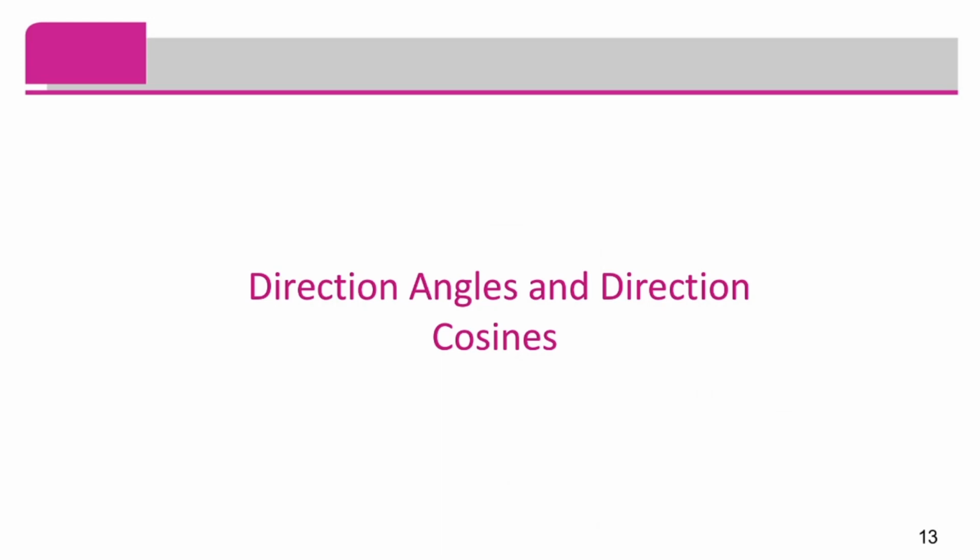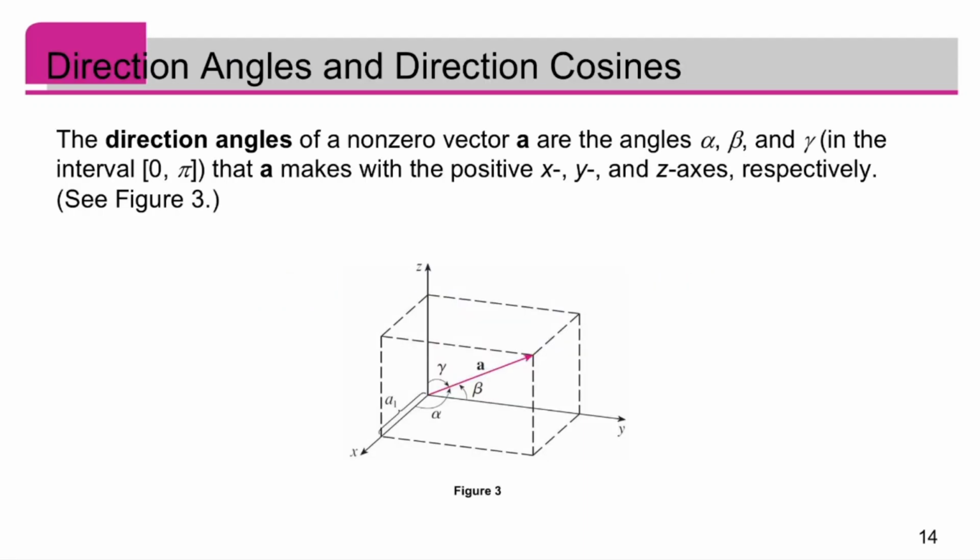Welcome back. We're taking a look at the direction angles and direction cosines. This is related to the whole business about angles and dot products, and you'll see us use the dot product here momentarily. Anyway, direction angles are a way of orienting yourself in three-dimensional space.